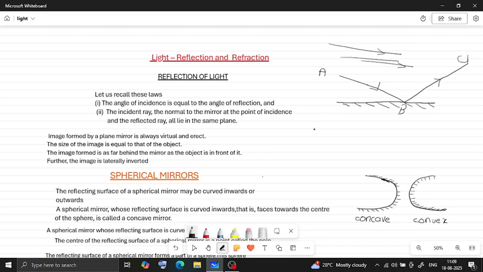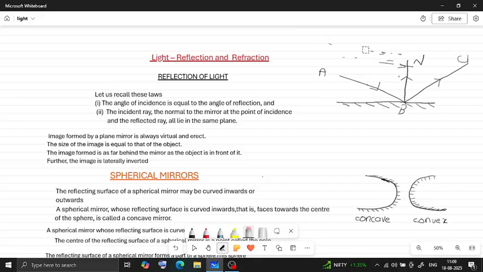If we draw a perpendicular to the surface of the mirror, we call it the normal. Now, when we look more at reflection, we have different laws related to it.